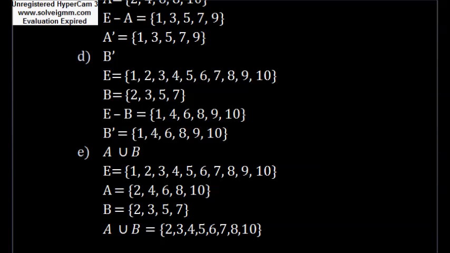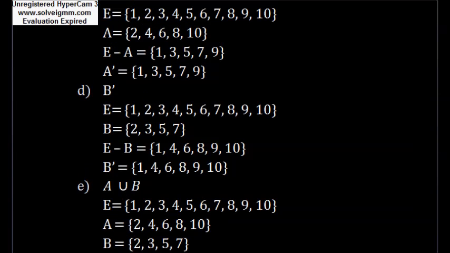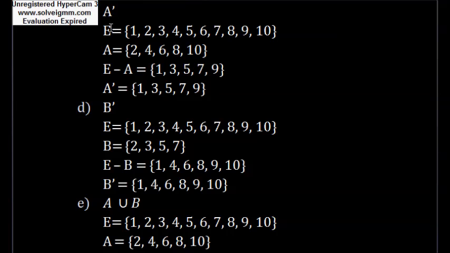Now in C part, A complement. Universal set is given and A is also given. A complement means E minus A. So you are subtracting A from E, then the remaining elements are 1, 3, 5, 7, 9. So A complement equals 1, 3, 5, 7, 9.